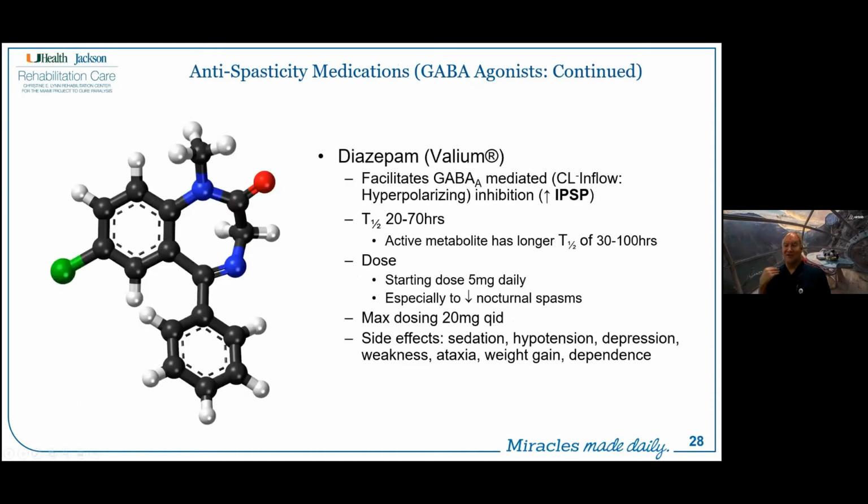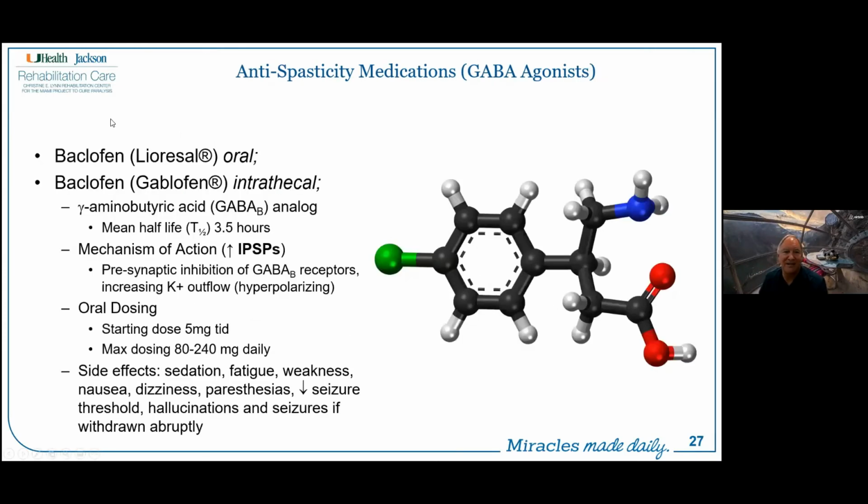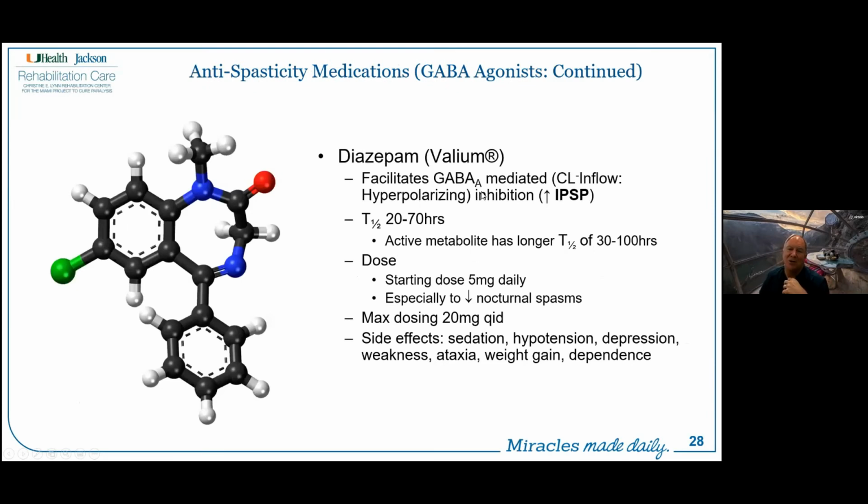Diazepam, also known as vitamin V, Valium, is also a GABA agonist, but the baclofen, an easy way to remember, works on GABA B receptors because of baclofen, GABA B. The Valium works on GABA A receptors. And so it has influences centrally as well, and a lot more sedation is associated with the use of diazepam.